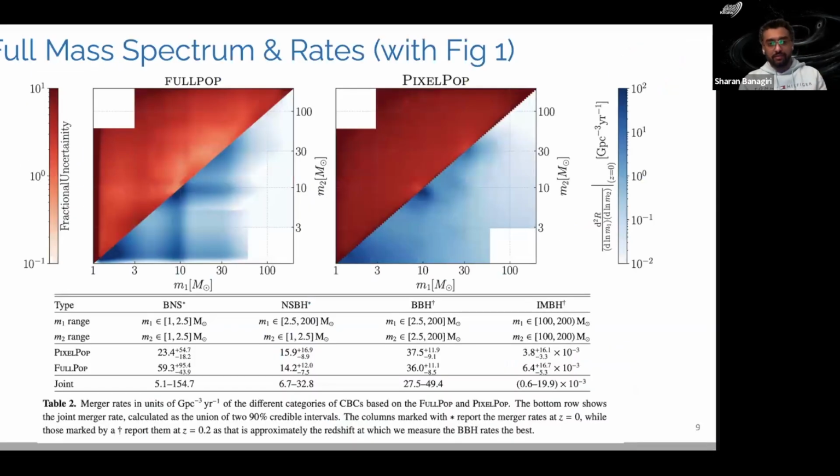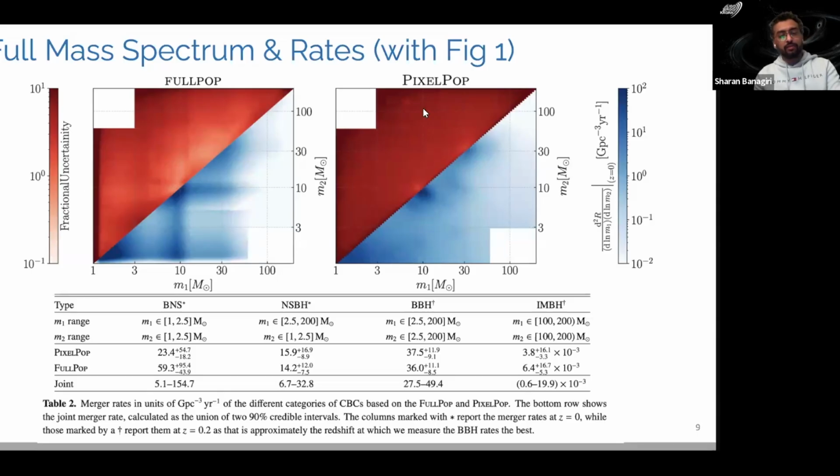Let's start with the full spectrum analyses, where we look at all merging binaries. So this includes binary neutron star mergers, neutron star black hole mergers, and binary black hole mergers. These two plots here show the joint mass distribution of all of these merging binaries. So the primary mass, I want you to look at the lower triangles here. The primary mass is shown on the x-axis, and the secondary mass is shown on the y-axis.